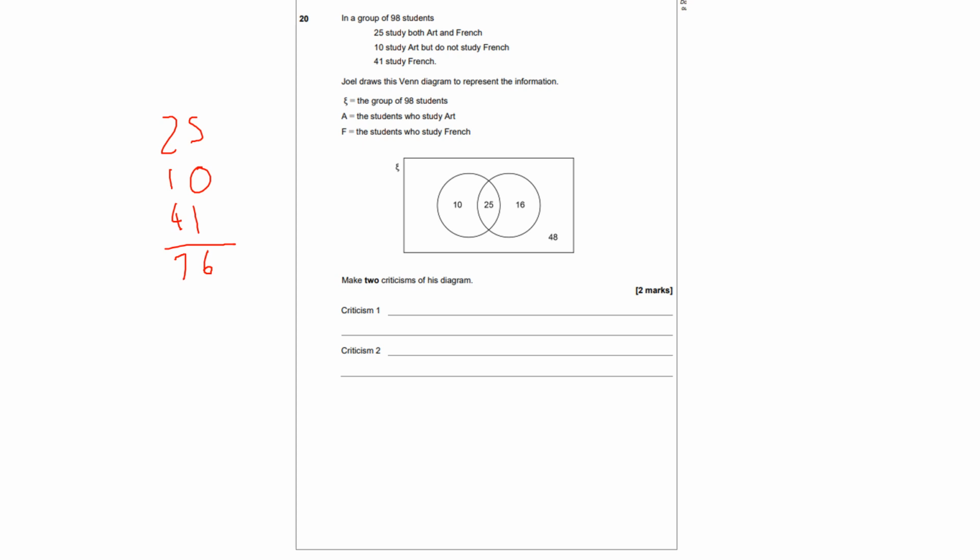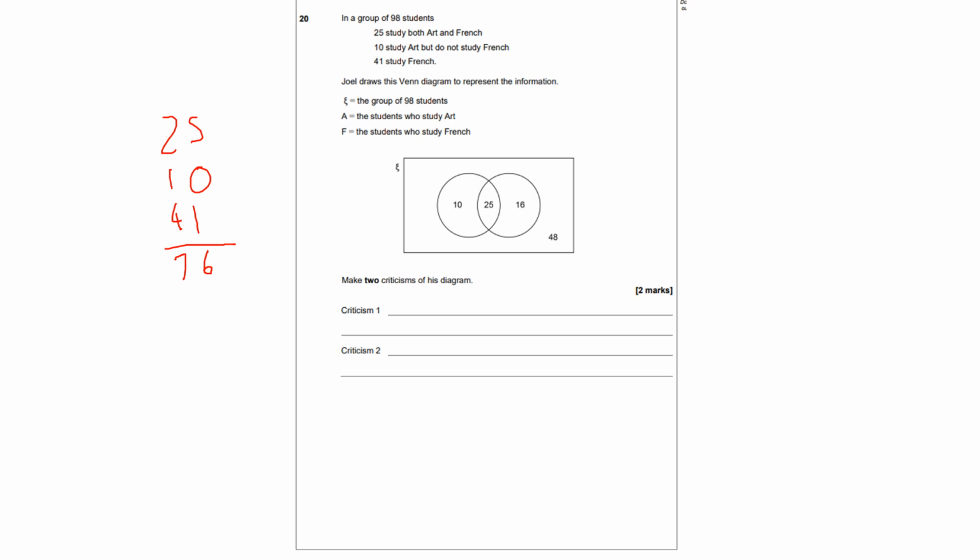So that's 76. So to me, there's some missing. And let's have a look at anything else. So this is a group of 98 students. A, students who study art. And that's supposed to be that one, but this is also not labelled. And F is the students that study French.